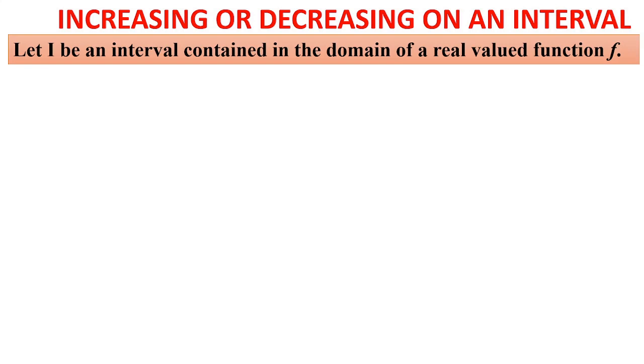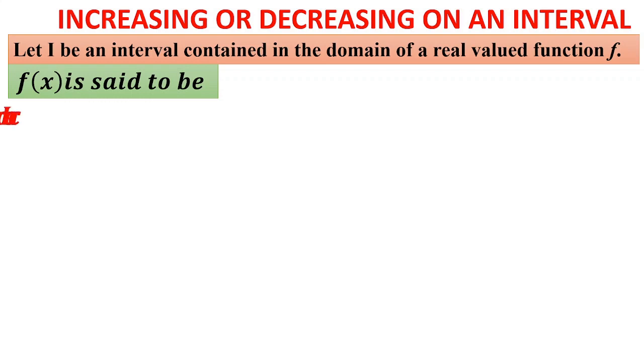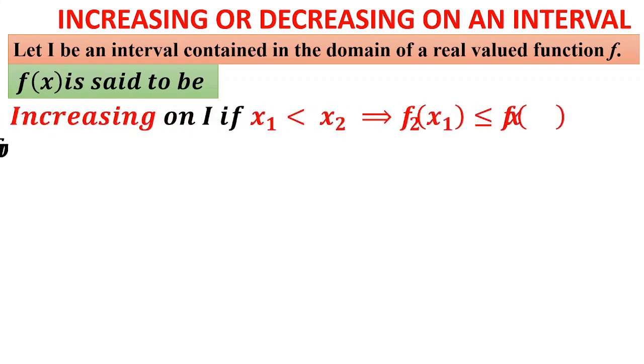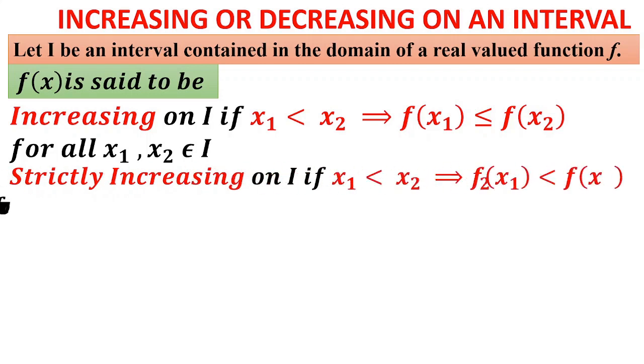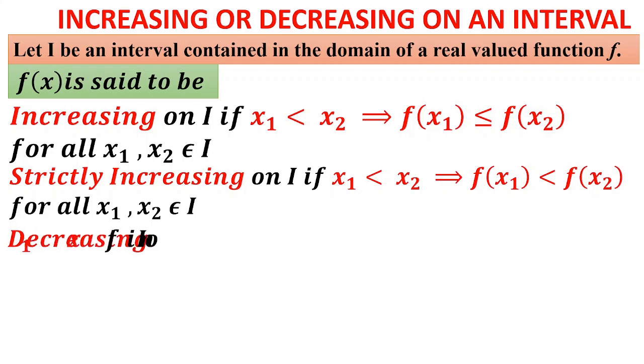Let I be an interval contained in the domain. f is said to be increasing if x1 less than x2 implies f of x1 less than or equal to f of x2. That is, when x is decreasing, f of x also should decrease, or if x is increasing, f of x also should increase. If it is strictly increasing, then strictly less than will be there.